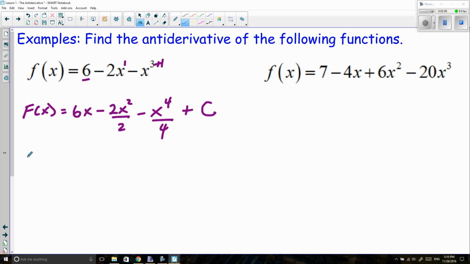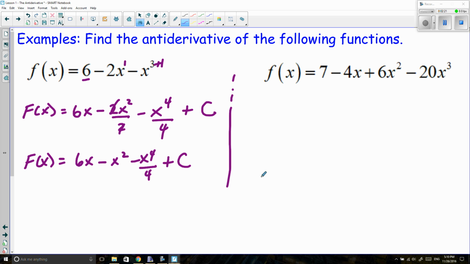So just to simplify this, the antiderivative is equal to 6x minus, these two's reduce, so I get x squared, minus x to the power of 4 over 4 plus c. So that right there is the antiderivative. Let's try this question right here. So antiderivative of small f of x gives me capital F of x.